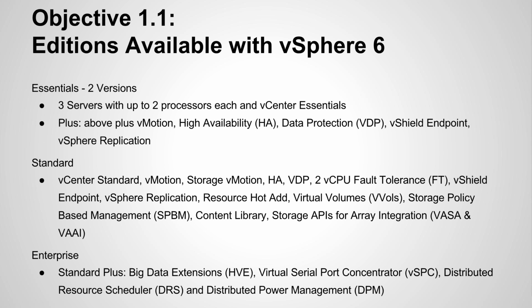The Virtual Serial Port Concentrator, or VSPC. This is going to allow for the connection of serial ports to VMs, such as physical serial ports, network-based serial ports, or file-based. DRS, which is Distributed Resource Scheduler. This allows for the automated balancing of workloads at the cluster level. And then included with DRS is DPM, or Distributed Power Management, and that's the automated balancing of physical resource availability based upon those DRS levels that are configured. And basically, it allows you to put hosts in a standby mode to save on power and cooling.